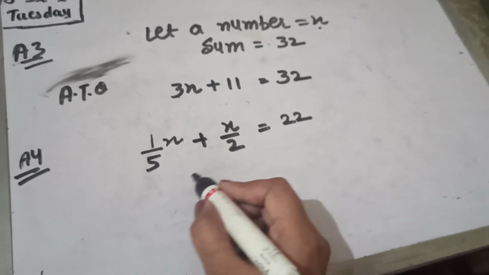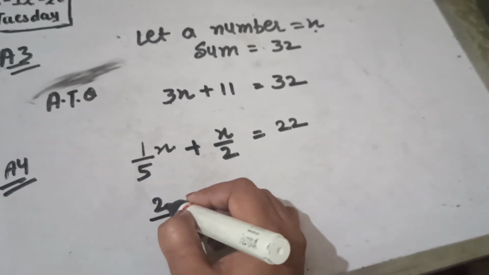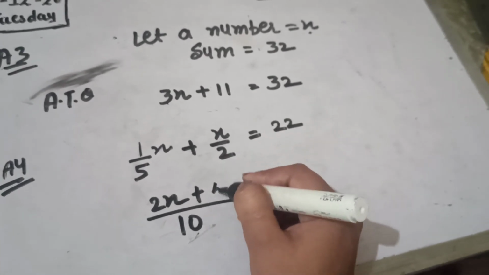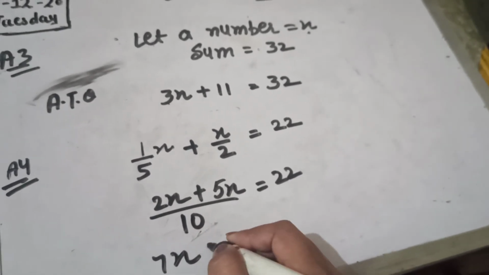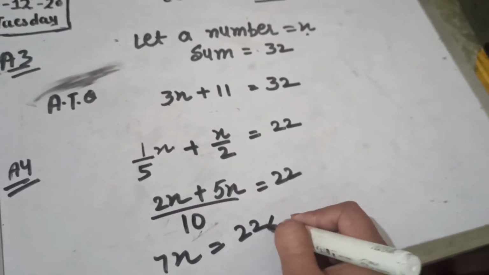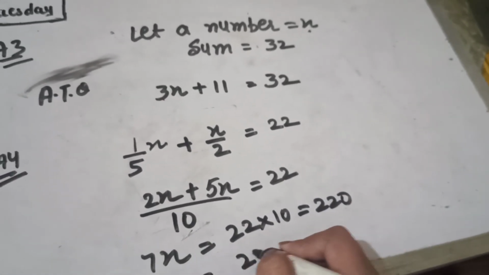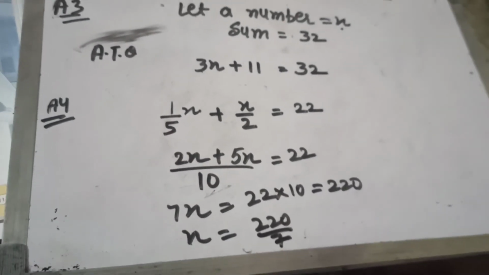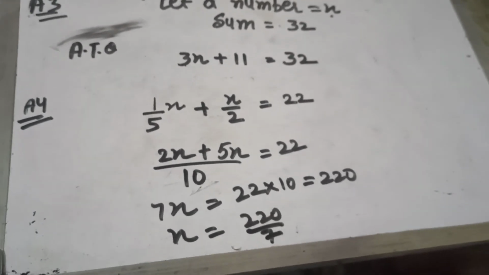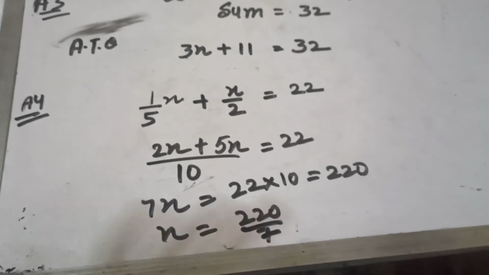Now in this we will take the LCM from the starting. LCM of 5 and 2 is 10. Here will come 2x plus here will come 5x equals to 22. This 10 will go this side. 5 plus 2, 7x. 22 multiply 10, which is 220. Now the value of the x is 220 by 7. Clear? This is your A fourth question. Firstly, you will write let a number be equals to x and sum is equals to 22. Then you solve this complete one.